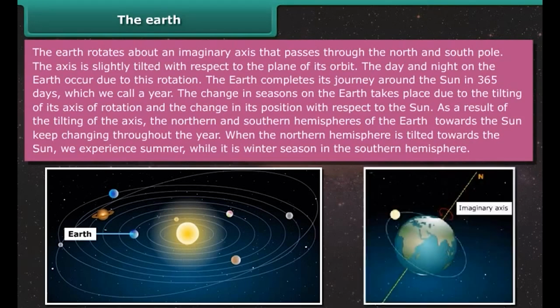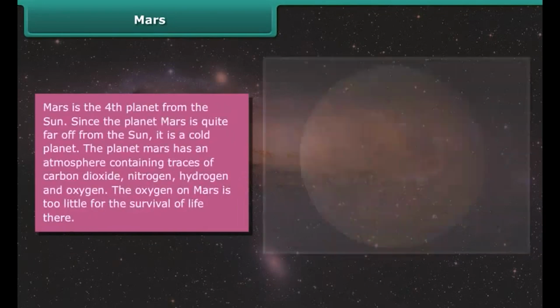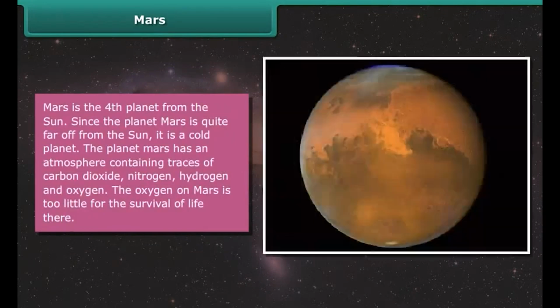As a result of the tilting of the axis, the northern and southern hemispheres of the Earth towards the Sun keep changing throughout the year. When the northern hemisphere is tilted towards the Sun, we experience summer, while it is winter season in the southern hemisphere. Mars. Mars is the fourth planet from the Sun.